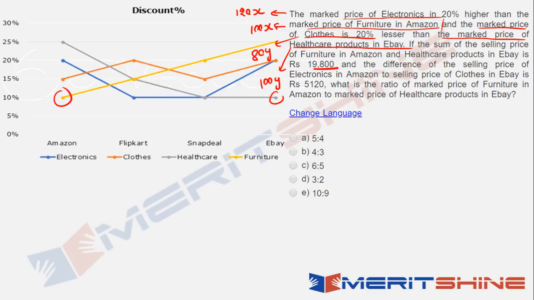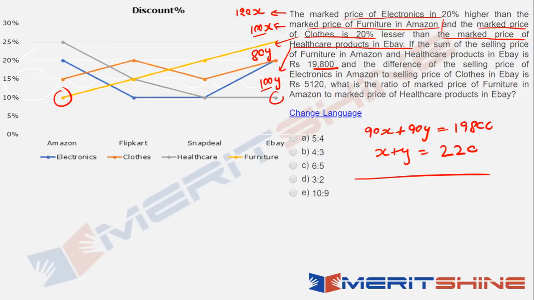So if you go with this, 10% discount means 10% discount on 100x and 10% discount on 100y. So basically you are saying 90x plus 90y is 19800. Fine, you can simplify it quickly. 90x plus 90y is equal to 19800, means x plus y can be written as how much? 220. Yeah, so this is the number for you. So this takes care of this first situation.